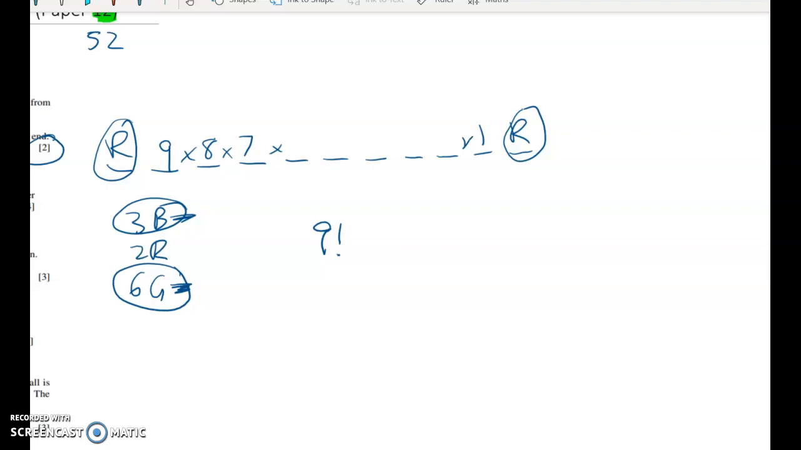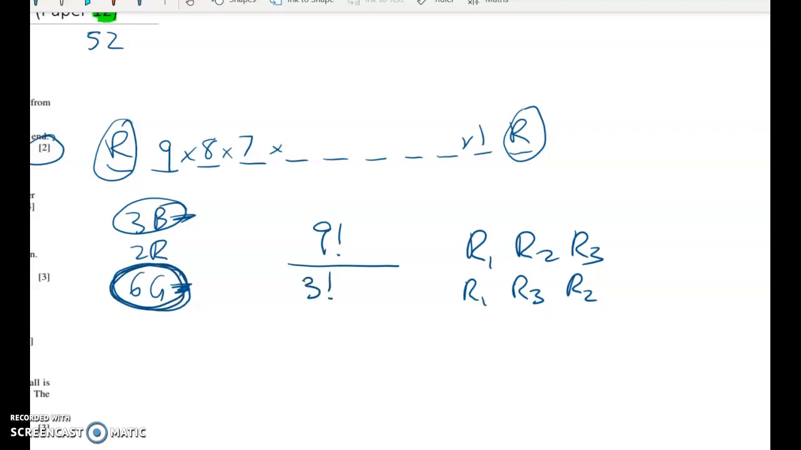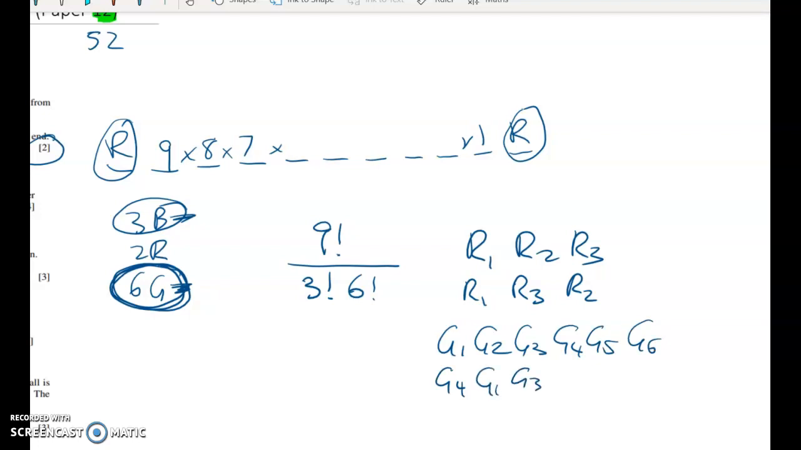But what we've got here is candles that are identical. So the 3 blue candles are all the same. And that means that B1, B2, and B3 is the same as B1, B3, and B2, and so on. So I'm going to take that 9 factorial and divide out my double ups. That means I'm going to divide by 3 factorial. But the same thing is true for the 6 green candles, only this time it's going to be 6 factorial, right? Because green 1, green 2, green 3, you get the idea, hopefully, is the same as green 4, green 1, green 3, and so on. So that's all there is to this question, right?